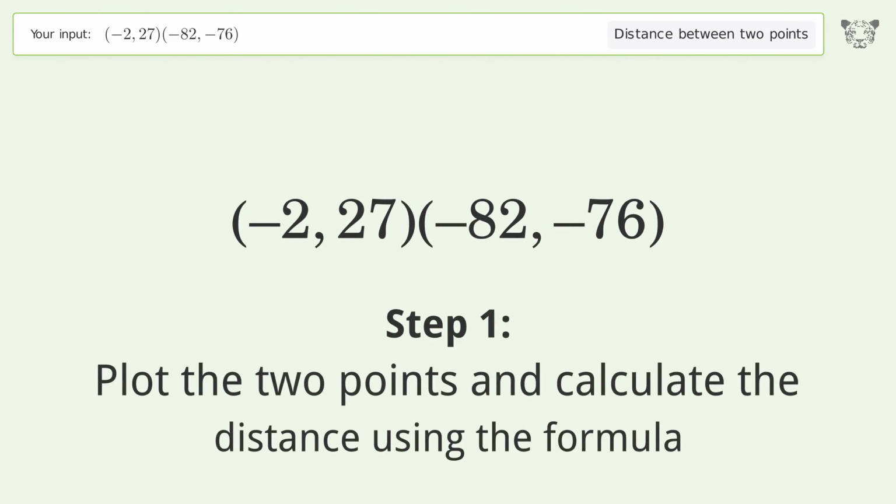The coordinates of point 1 are x1 equals -2 and y1 equals 27. The coordinates of point 2 are x2 equals -82 and y2 equals -76. D is the distance between the 2 points.